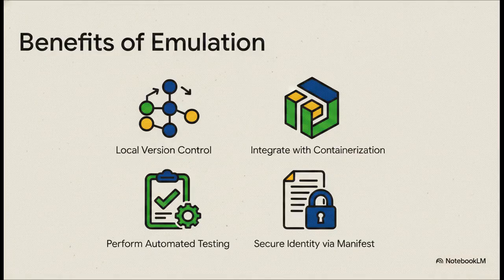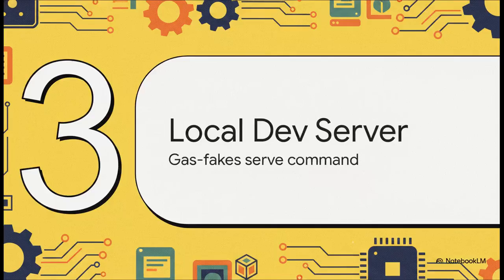By moving locally, you're instantly unlocking those standard microservice workflows we all rely on. You get real local version control. You can integrate with Docker for consistent environments. You can finally perform actual automated testing. And crucially, it utilizes your existing appsscript.json manifest file, so it securely handles authentication and permissions exactly like the live environment does. Let's look at how this works in section 3, the local development server.